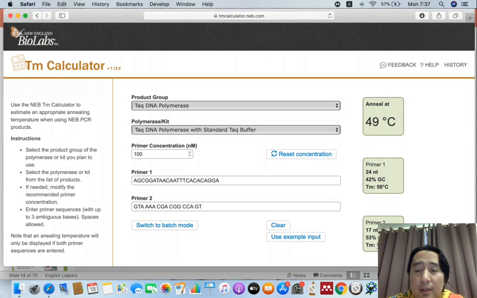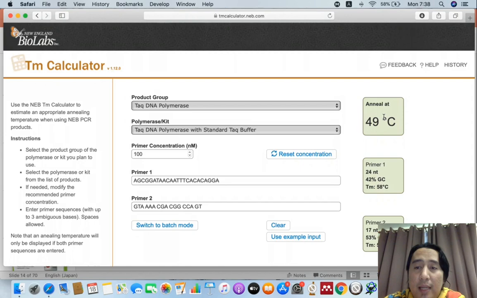Okay, and to find the melting temperature, you can add these two and divide by two, so you get only one Tm, right? Let me calculate. I'm really bad at math, so I need a calculator. 58 plus 54 divided by 2 is equal to 56, right? So we can use 56 degrees for both primers for the Tm. And the annealing temperature is 49, okay? Usually 56 minus 5 is 51, around 5, plus or minus 5. So both primers can anneal to the target sequence at 49 degrees.